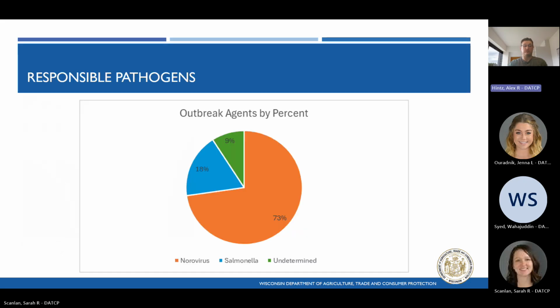Like 2022 and 2023, norovirus was the leading agent responsible for foodborne illness in Wisconsin during the 2024 year, causing 73% of all reported foodborne outbreaks. Salmonella came in second, responsible for 18% of the reported foodborne outbreaks. One of the outbreak agents could not be determined in 2024.